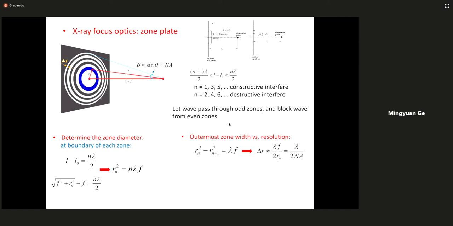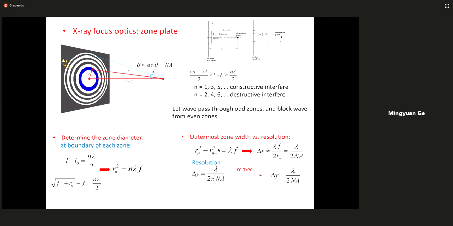And more importantly, if we look at the outermost zone, the zone very far away from the center, from the same formula we can get the delta R, the thickness, which can be written as lambda divided by the numerical aperture, divided by 2. The numerical aperture is just sine theta, the diffraction angle theta. And if we recall the previous slides, we know the resolution delta Y equals this one.